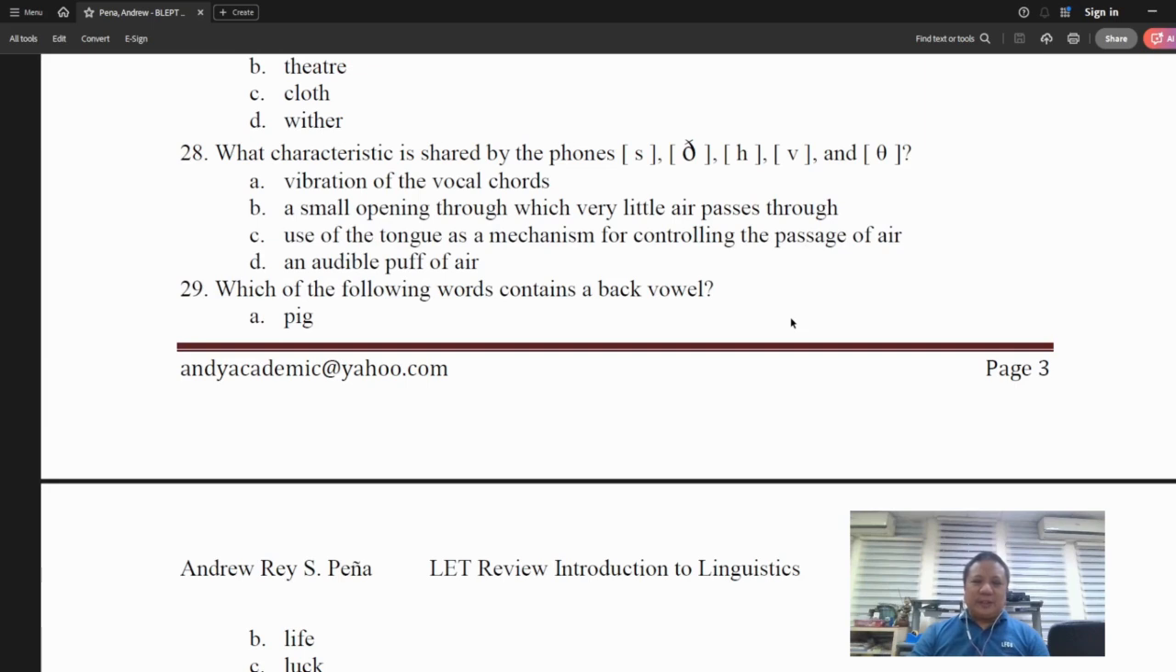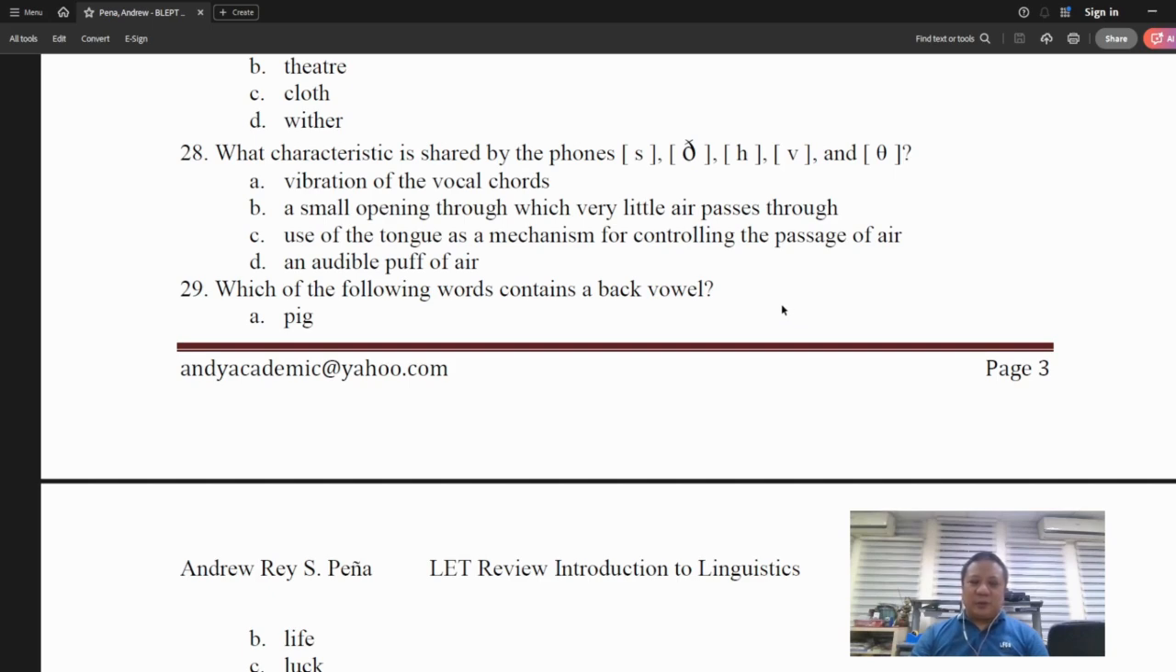28. What characteristic is shared by the phones S, Z, V, and S? A, vibration of the vocal cords, B, a small opening through which very little air passes through, C, use of the tongue as a mechanism for controlling the passage of air, D, an audible puff of air. So D is not a characteristic at all of any of them. C, use of the tongue as a mechanism for controlling the passage of air. That's not true for the and the V at least.